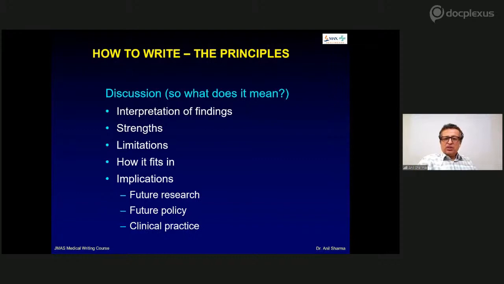Okay, and finally, about the implications of your study. So you did something, you found something. So what? So what do you state now? Do you want there should be further research, perhaps in some branch where we still don't have all the answers? Should there be some change in policy as far as patient management is concerned? Should there be a little change in clinical practice, based on what you found? So discuss the implications of your study.